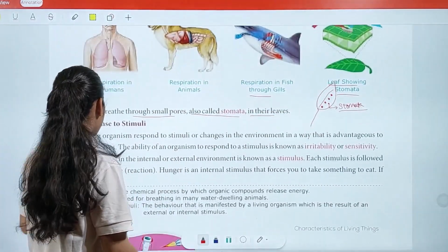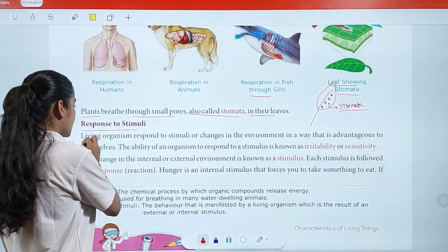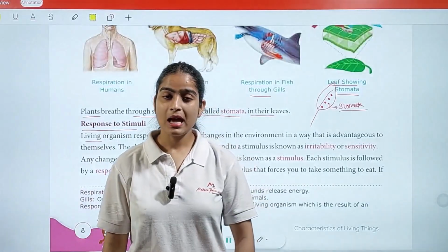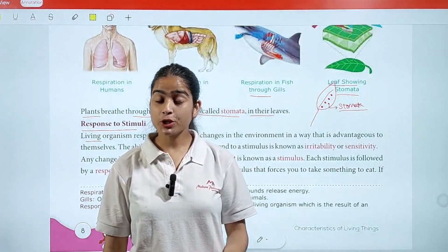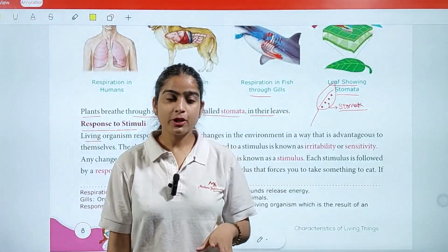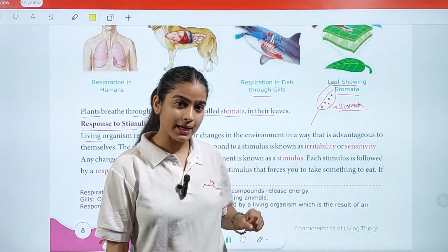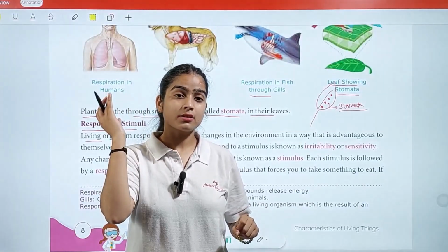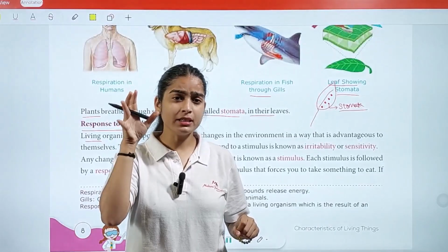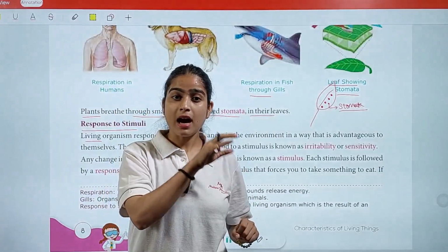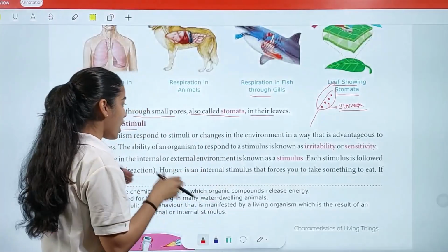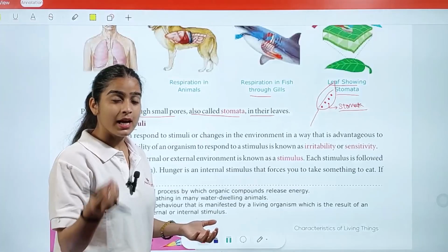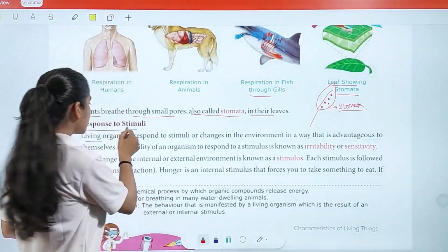Okay. Now, response to stimuli. First of all, we have to understand what response to stimuli means. Whenever you touch a hot pan, nobody tells you to take your hand back. You do it on your own, because you already know that it is harmful for you. When we know how to react instantly to a particular thing, that is called your response to stimuli.